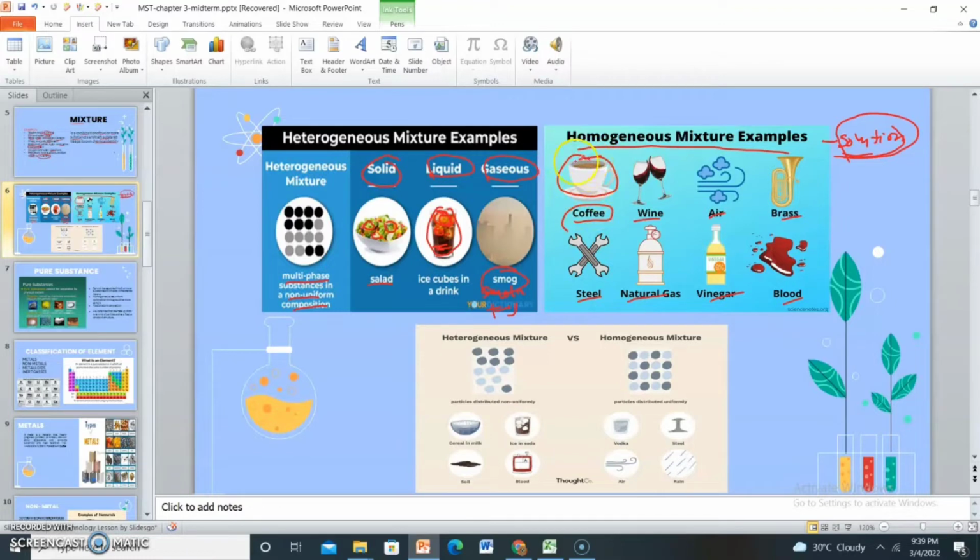So, pag nag-combine siya, that is a solution. Also the wine, air, brass, steel, natural gas, vinegar, and blood. As you can see, hindi natin agad ma-identify kung ano yung components, different components ito na combination na nagiging solution siya. That is the homogeneous mixture.